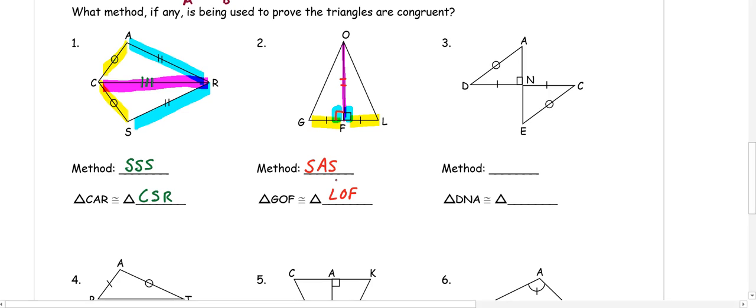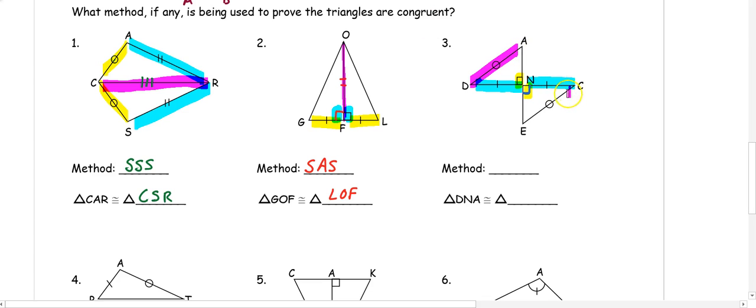Number 3, so in a bow tie problem, you always have vertical angles. So if this is a right angle, this is another right angle. So in this case, I have right angles that are congruent. I have one side that's congruent to another side, and then I have another set of sides.